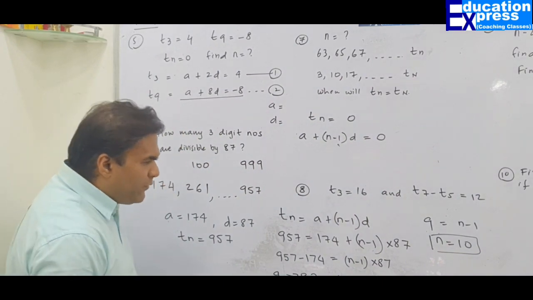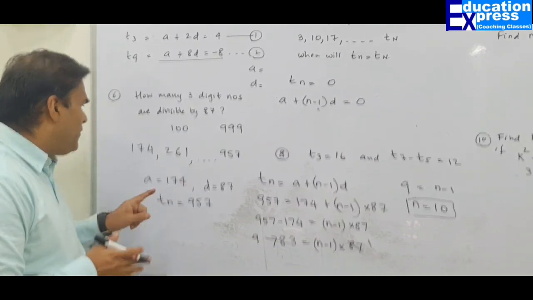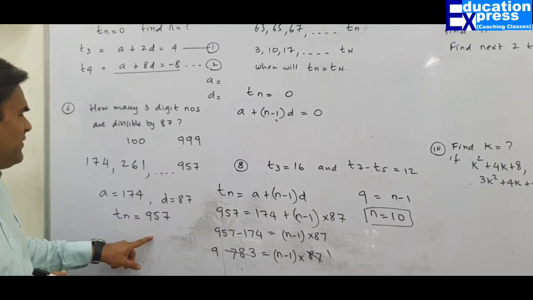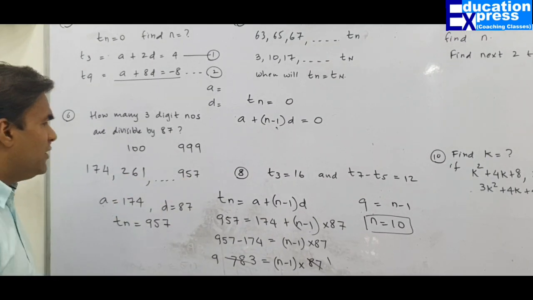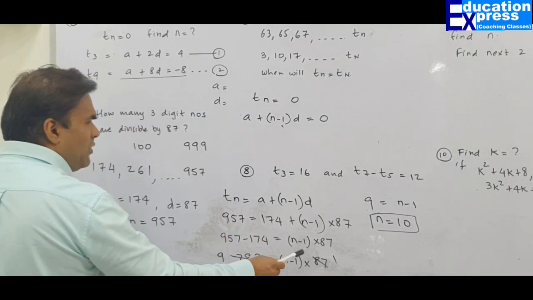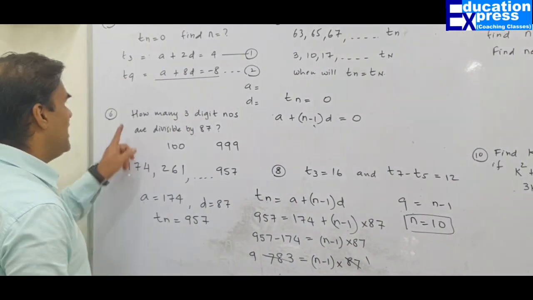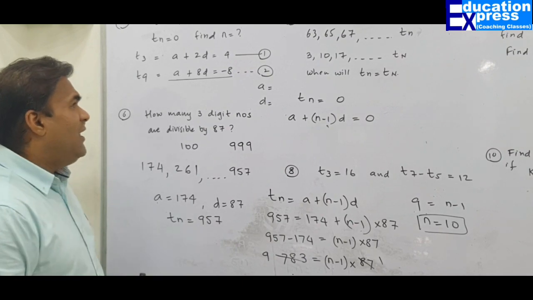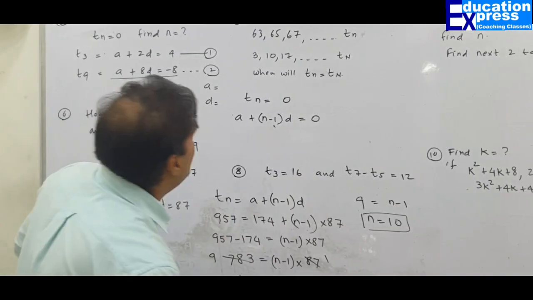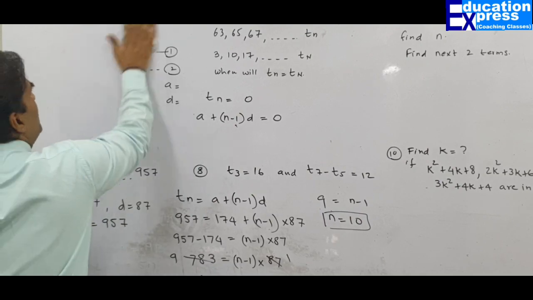My dear friend, as far as the question is concerned, can I say it is a repetitive type of question? A is available, d is available, Tn, the last term, is available. You only have to find the number of terms. Tn equals a plus n minus 1 into d. I have substituted and found the value of n. 9 equals n minus 1, n equals 10. The question is, how many three-digit numbers? There would be 10 three-digit numbers divisible by 87. So guys, let's move on to the next question.